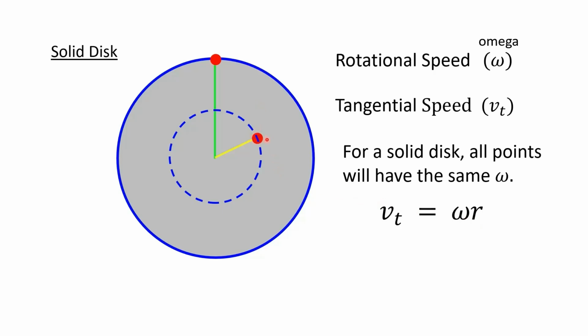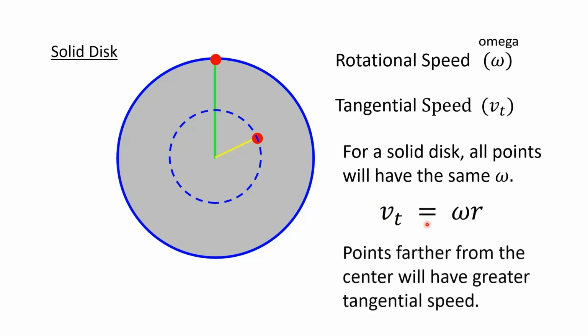So for this inner particle, that's its radius. It's noticeably smaller than the outer particle, which has the longer radius. So that's how you can distinguish between tangential speeds. So we can say then that points farther from the center will have greater tangential speeds.